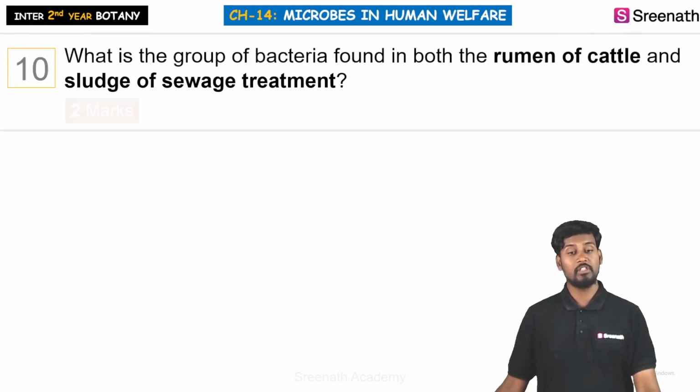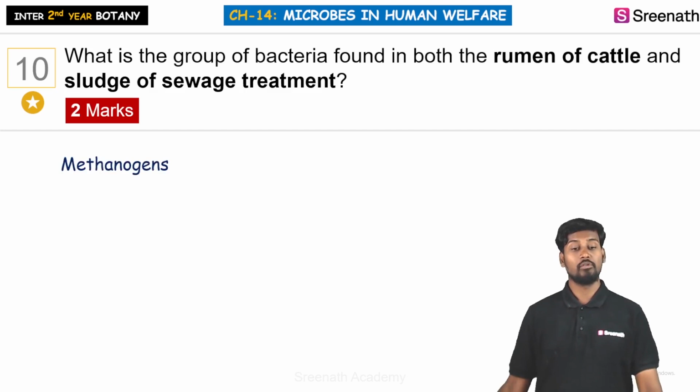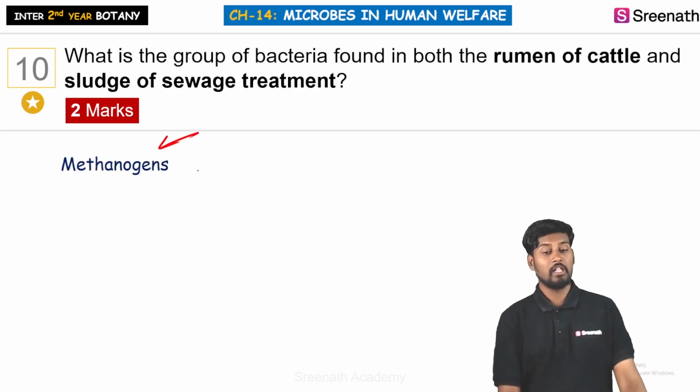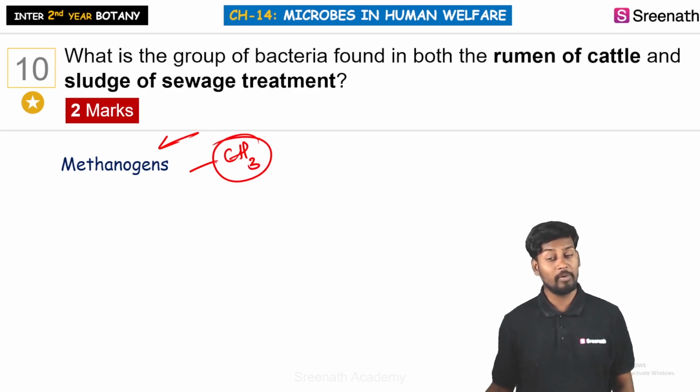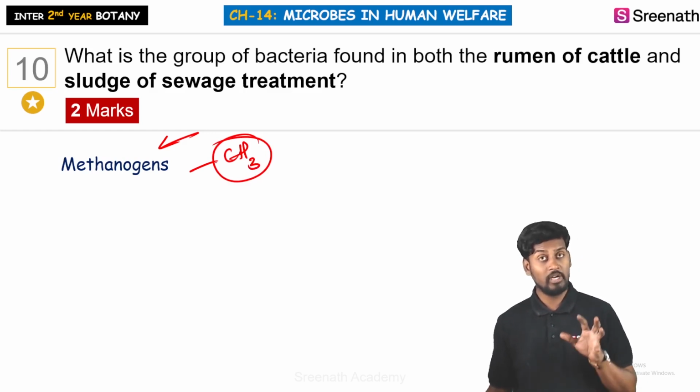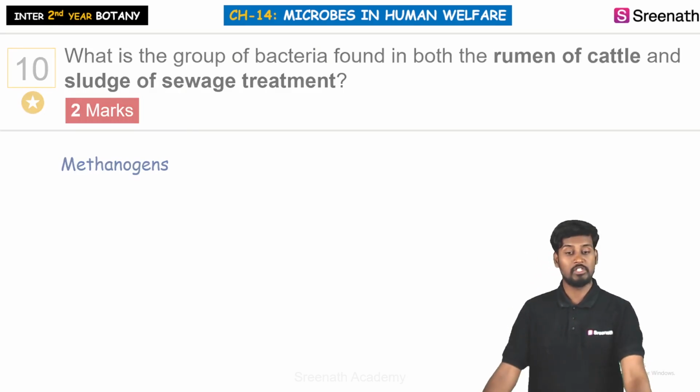So the 10th question is: what is a group of bacteria that is found in both the rumen of the cattle and also the sludge of sewage treatment. So it is generally methanogens. That is why methane gas is generated. It is the common bacteria which is generally found in the cattle dung, that is the rumen of the cattle, and also in the sludge, that is the heavy part of the sewage. The organisms commonly appearing there are methanogens.